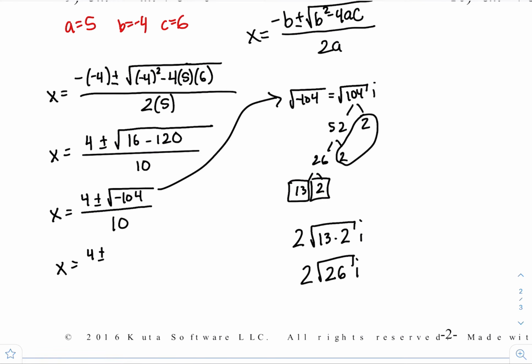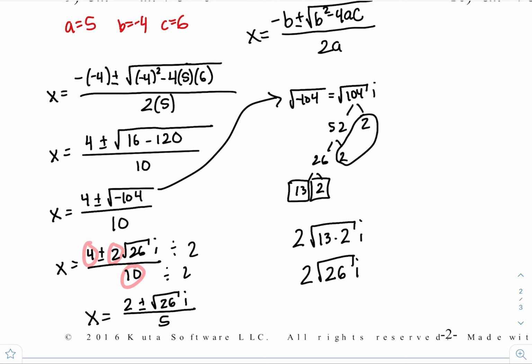So what we have is x is equal to 4 plus or minus 2 square root of 26i all over 10. Notice we have 4, 2, and 10, so we can divide top and bottom by 2. So you get x is equal to 4 divided by 2, 2, plus or minus 2 divided by 2 is 1, but we don't put a coefficient of 1, so square root of 26i, all over 10 divided by 2, 5.